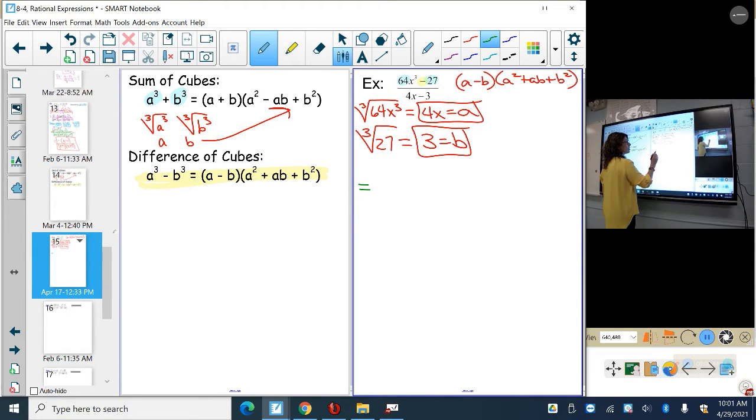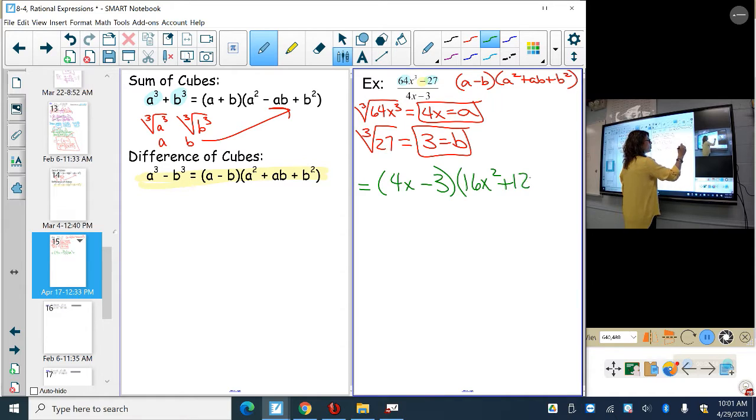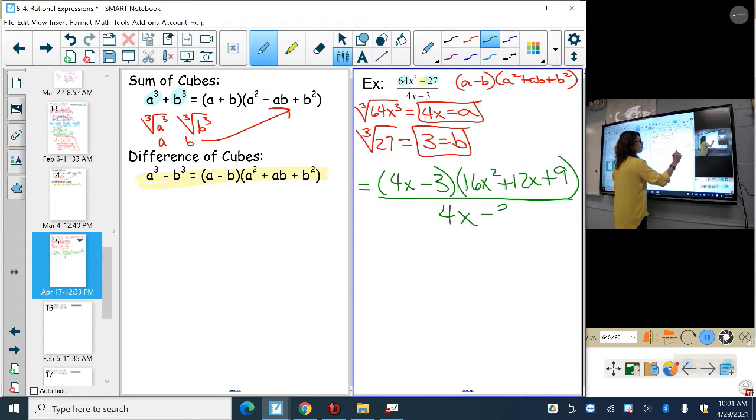64x cubed minus 27 is going to be my a minus my b. A is 4x, b is 3. Then I'm going to take a and square it. A squared is 4x times 4x, which is 16x squared. And then I'm going to multiply them together to give me a plus 12x. And then I'm going to take the last term, which is b, and square that to give me a 9. And that's going to be all over my denominator of 4x minus 3.